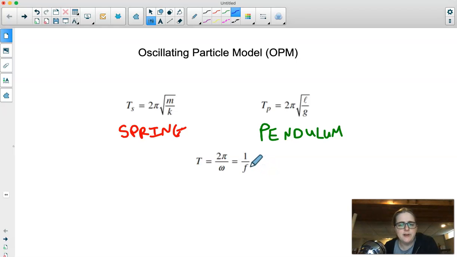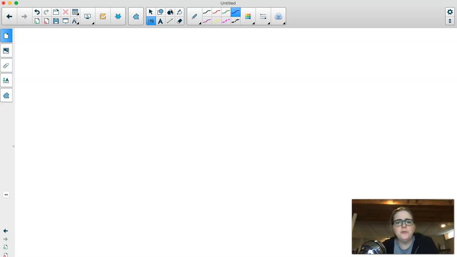We also touched very, very briefly on this equation right here, which relates period to frequency. They're just the inverse of each other. This middle part is mostly useful when you want to get the period of an object that's moving around a circle with a constant angular velocity. With the oscillating particle model, you'll mostly use period equals 1 over frequency, and even that only shows up occasionally.